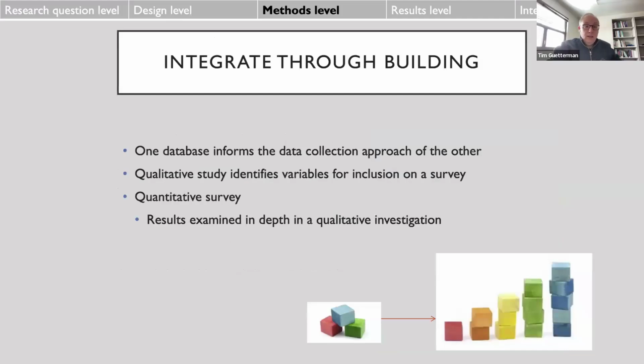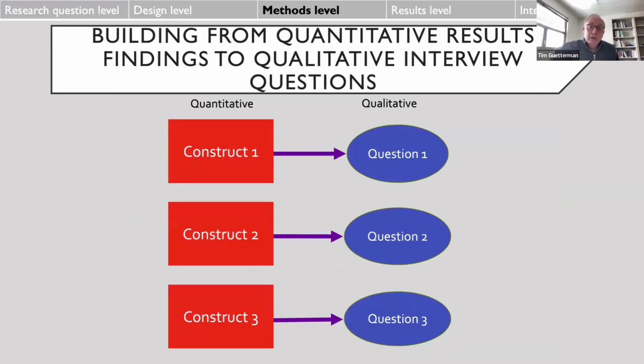Integration through building then is when one database is informing the data collection of the other. And I'll show two different examples of how that could occur. First, building from quantitative results to qualitative interview questions. So on the left-hand side of this figure here, I have quantitative results, and it could be on, say, major constructs, it could be key findings, it could be hypotheses that were tested.